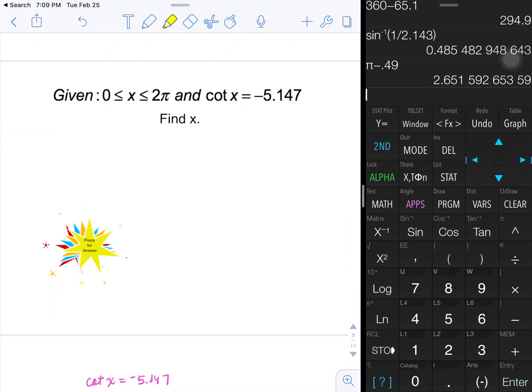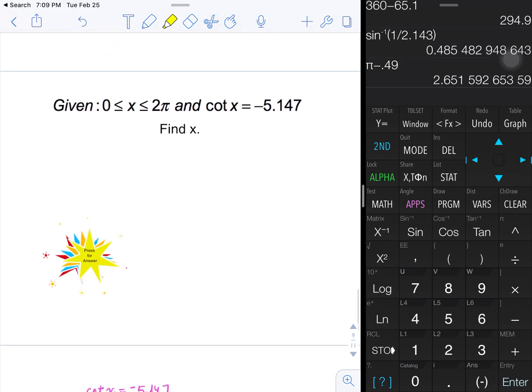Okay, I'd like you to give this one a try. Press pause on your video. When you're ready for the answer, press play again.